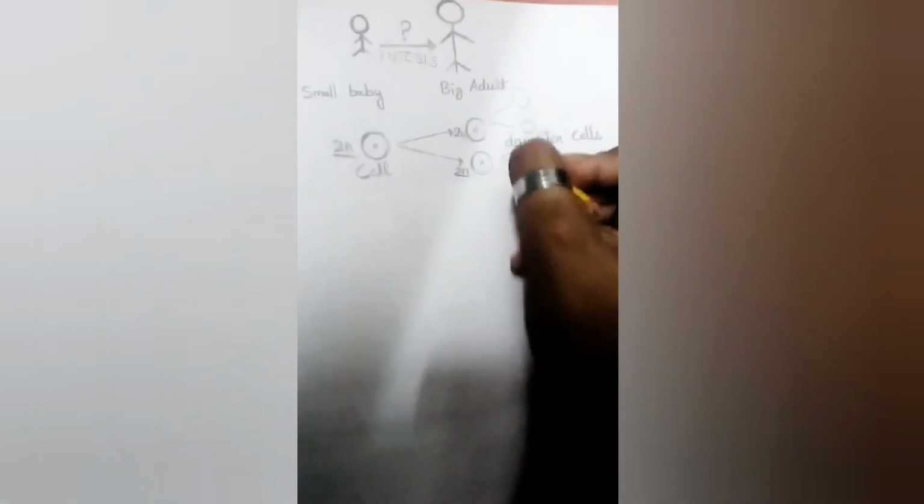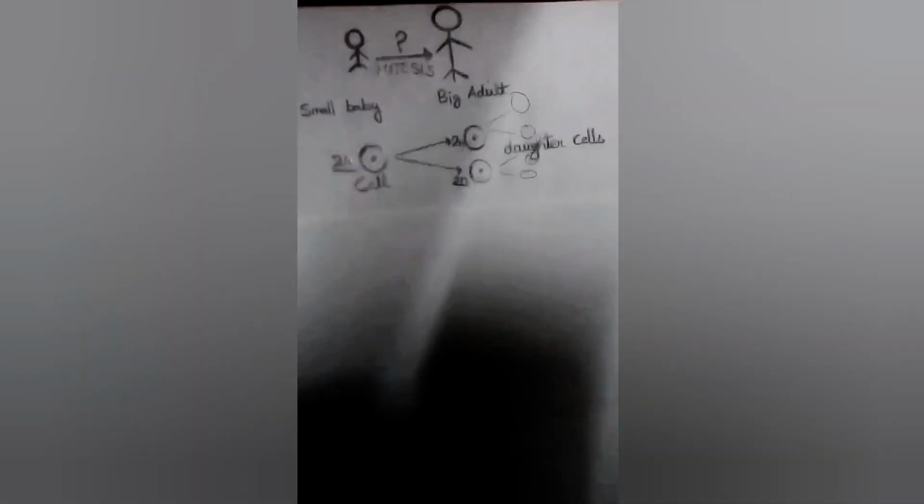Further, these daughter cells will divide again through mitosis, giving rise to a total of 4 daughter cells. And this way, the cells keep on dividing and the size of the baby keeps on increasing. Now let's study mitosis in detail.